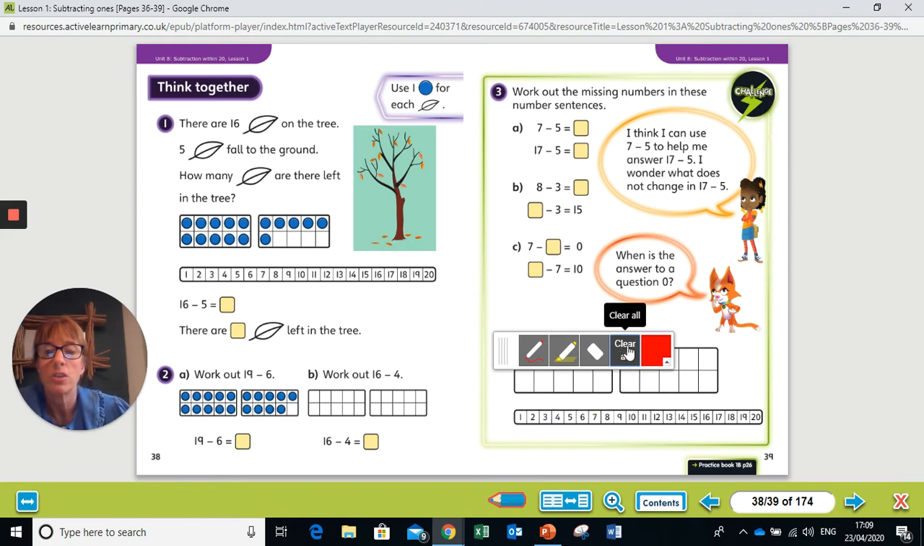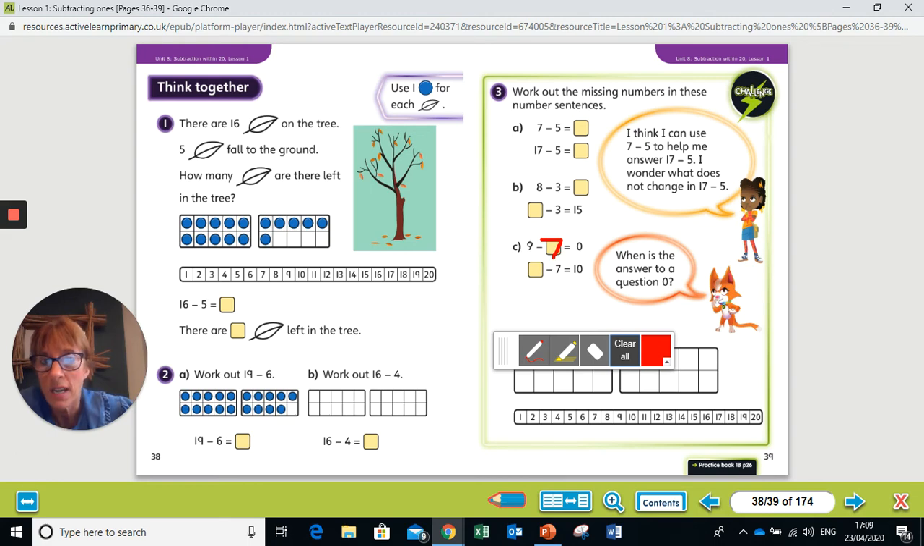Let me ask you a question. What about if you had 9 sweets? You had 9 sweets to start with. How many would you have eaten if you've got none left? That's right, all of them. So how many would you have eaten? 9. So 9, take away 9, you've got 0. You've got none left. So 7, take away 7 equals 0.